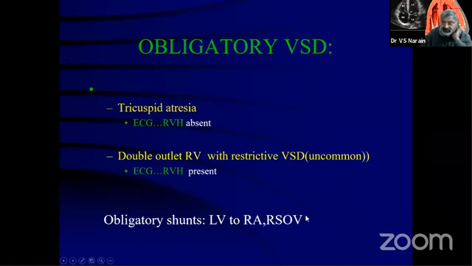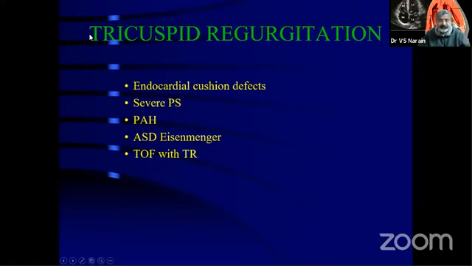Obligatory shunts are where the shunt will occur from left to right, whatever the pulmonary vascular resistance, and those are the two situations where you have a Gerbode shunt from LA to RA, where the shunt will occur, and in rupture of sinus of Valsalva, where the shunt will occur from left to right. It is not dependent upon pulmonary vascular resistance. So this is obligatory VSD and obligatory shunts.